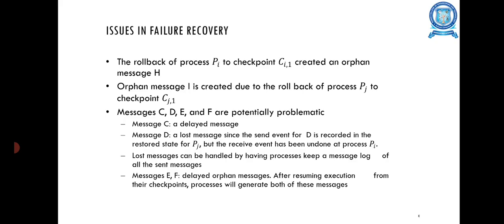The messages C, D, E and F are potentially problematic. Message C is a delayed message, message D is a lost message. These last messages are handled by having the process keep a message log of all the sent messages. Messages E and F are the delayed orphan messages. After resuming the execution from their checkpoints, processes will generate both of these messages.